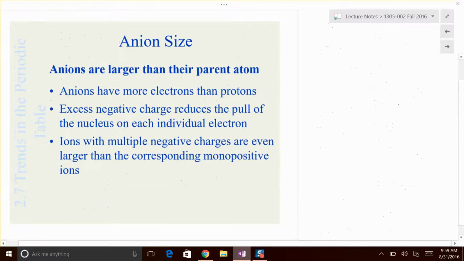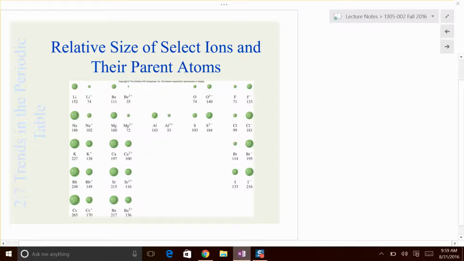So that's what you're looking for, the number of protons versus electrons. All right, we already covered that. So here you can see that effect. Okay? Here's fluorine. As I gain an electron, I get bigger. Oxygen. And you can see fluorine, it becomes 133 picometers, oxygen 140. Oxygen is bigger than fluorine when it becomes an ion because this has more protons than this guy, but they have the same number of electrons.